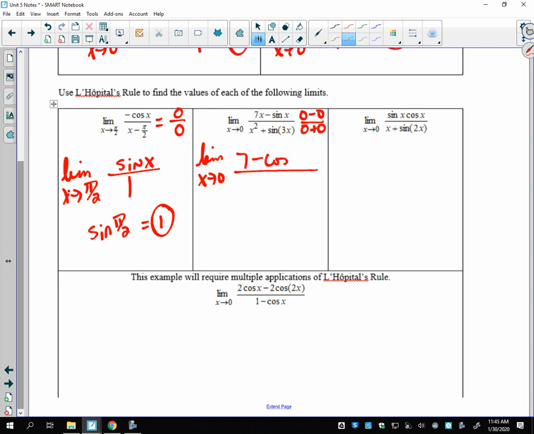7 minus cosine of x. And on the bottom, my derivative would be 2x plus, this is the chain rule, so it would be cosine, leave the 3x alone, but then times 3. And I always put the 3 in front, so that way I don't get confused by plugging it in. Now when I plug 0 in there, cosine of 0 is 1, and 0 plus cosine of 0 is still 1 times 3. So I get 6 over 3, which is 2. Not going to lie, I kind of like doing L'Hopital's rule.